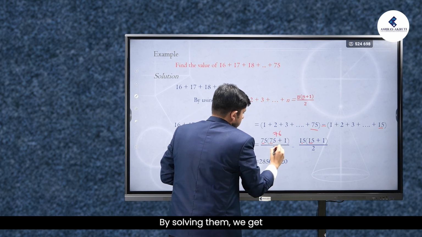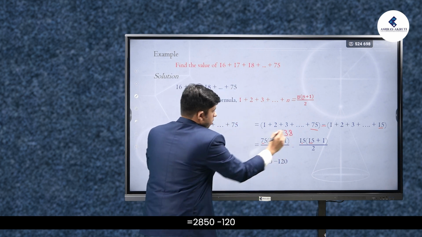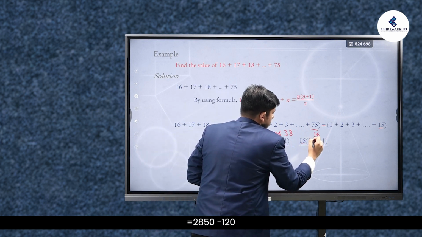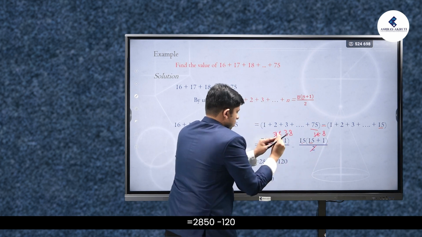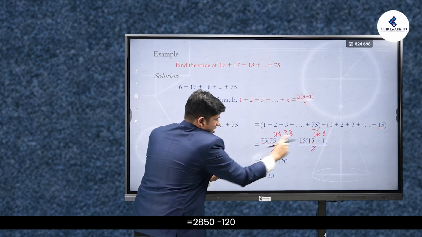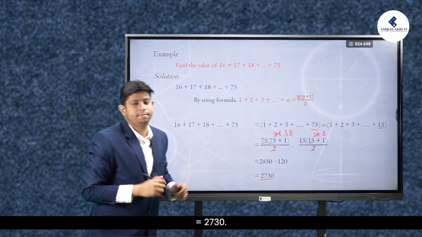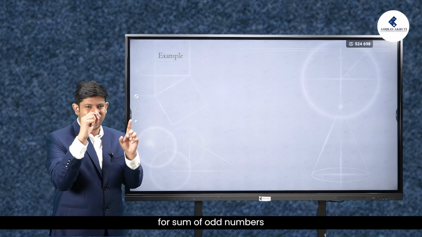By solving them, we get 2850 minus 120. Now by subtracting, we get 2730. Let us see examples for sum of odd numbers.